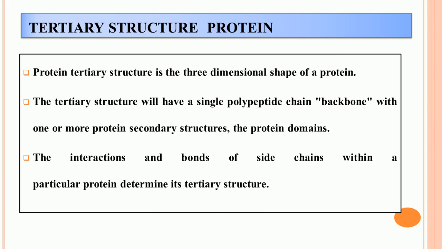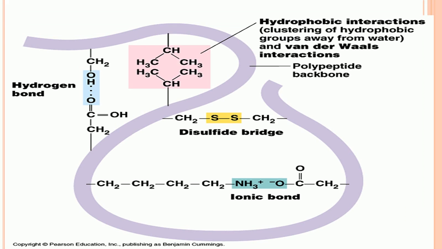Okay, now another one is the tertiary structure of protein. The tertiary structure is the three-dimensional shape of a protein. The tertiary structure will have a single polypeptide chain backbone with one or more protein secondary structures in the protein domains. The interactions and the bonds of the side chains within a particular protein determine its tertiary structure.